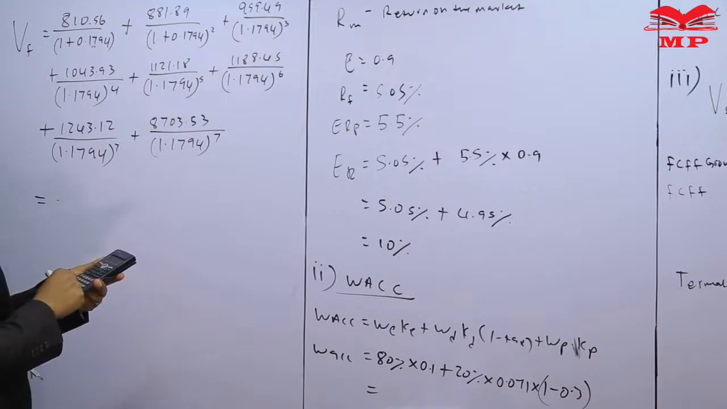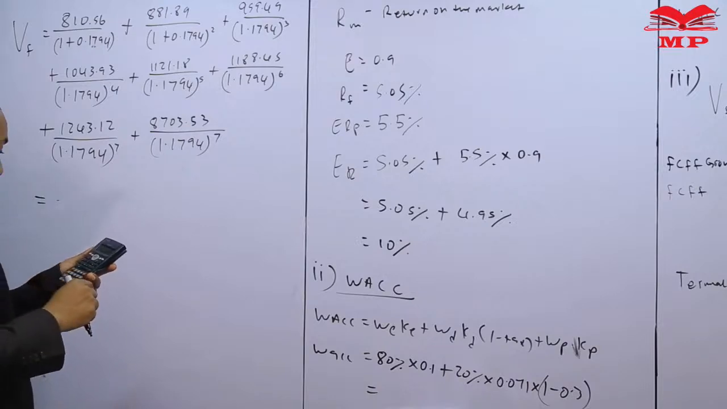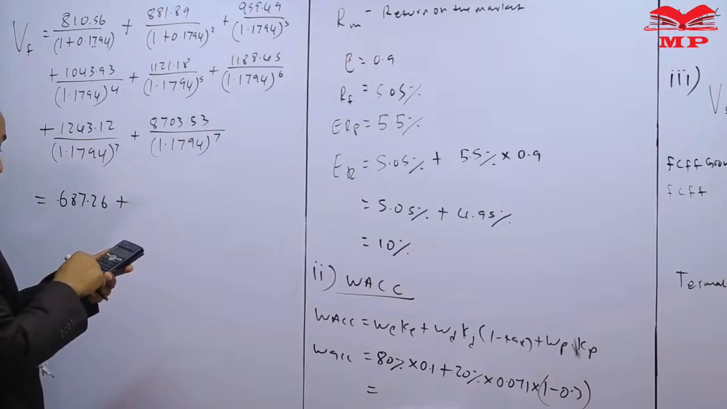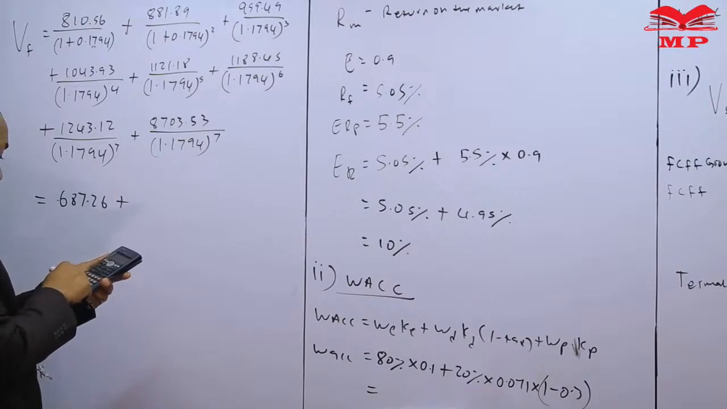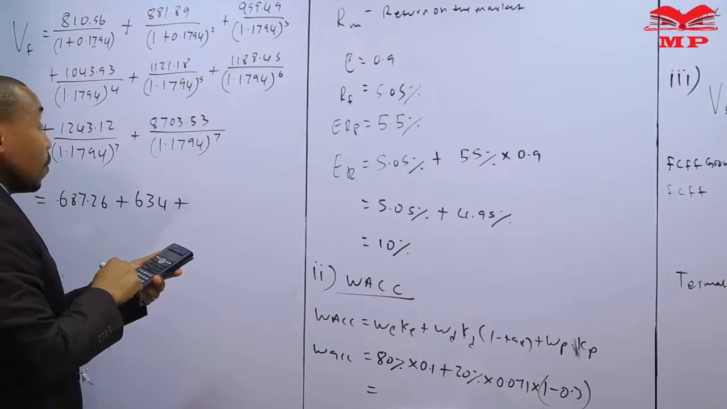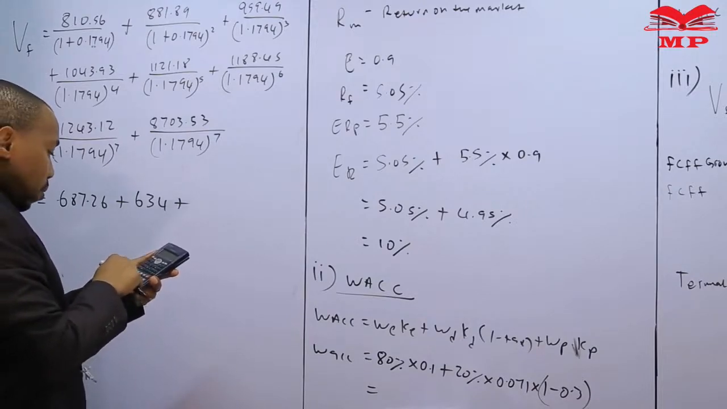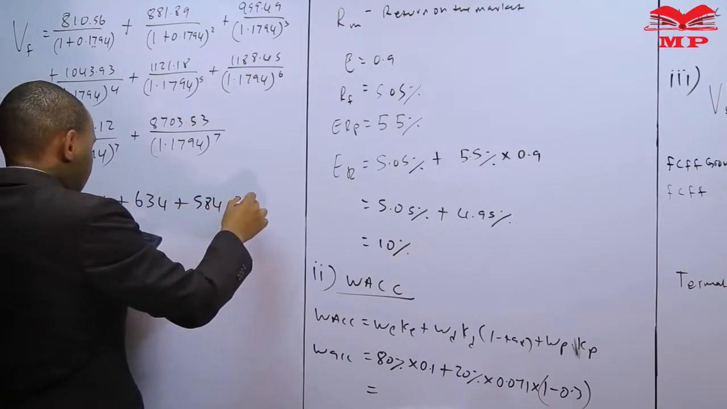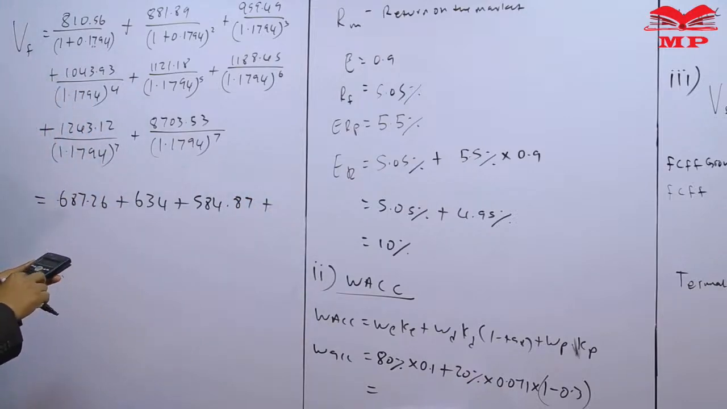810.56 divided by 1.1794 is 687.26. 881.89 divided by 1.1794 squared, we have 634, plus 959.49 divided by 1.1794 cubed, 584.87, plus 1043.93 divided by 1.1794 power 4.